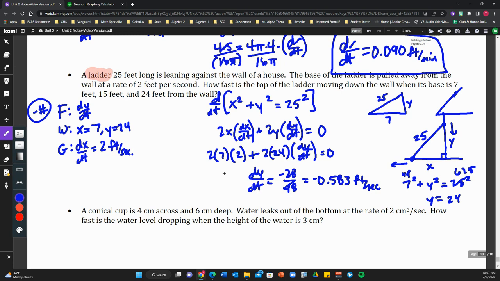All right, so that was for when x is 7 feet. If x is 15 feet, then the find and the given parts are not changing, but what is changing is the when condition. So now it's when x is 15. When x is 15, that means the y value is going to change. But again, it's still the same kind of deal. If I give you an x value, you should be able to find the y.